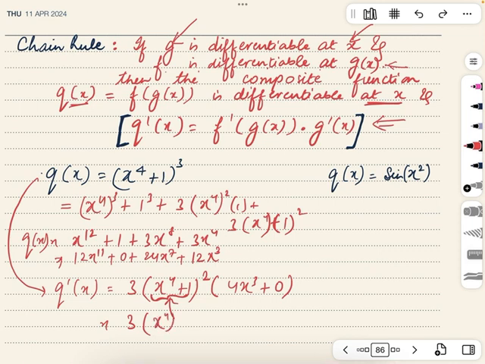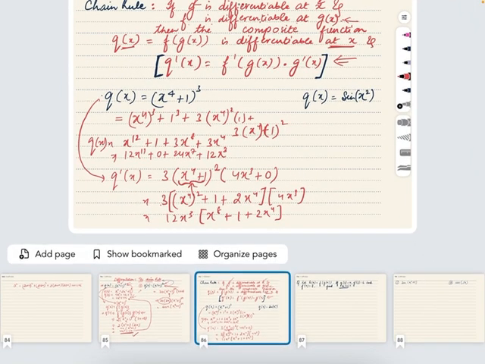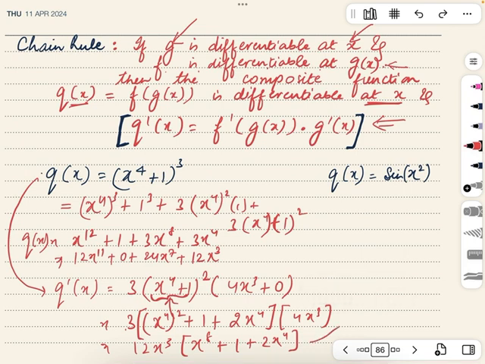3 times (x to the power of 4 plus 1) whole squared will be x to the power of 4 squared plus 1 and plus 2 times x to the power of 4 times 4x cube. Simplify. 3 times 4 is 12x cube times (x to the power of 8 plus 1 plus 2x to the power of 4). Simplify more. 12x to the power of 8, so x to the power of 8 and 3 will add up.